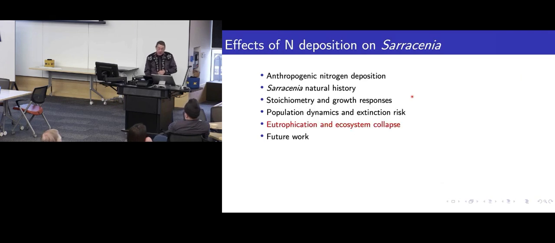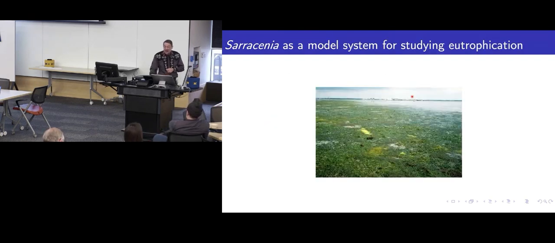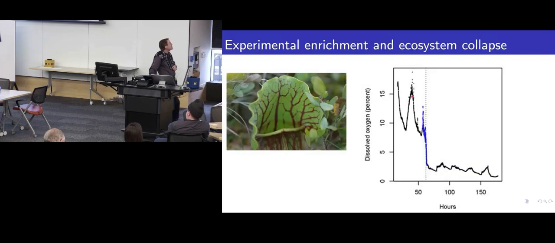All right, I want to shift one more topic with Sarracenia. I want to talk a little bit about eutrophication and ecosystem collapse, and propose to you that this is actually a model system for studying the problem of aquatic eutrophication. So here's what we can do.